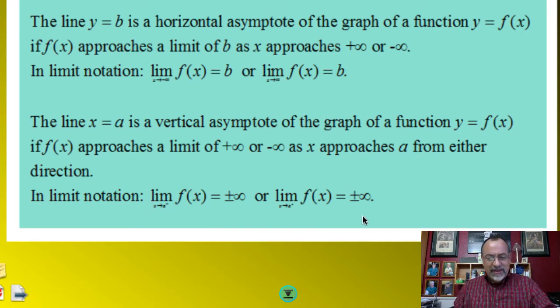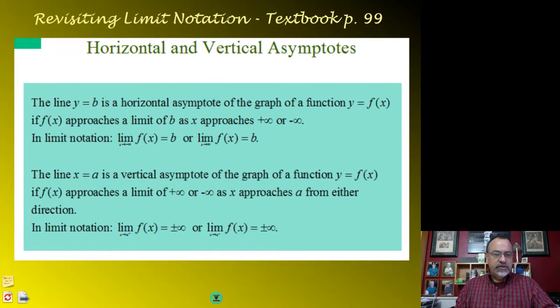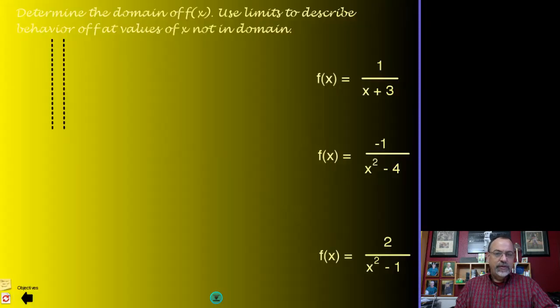We're going to use this limit notation to describe the graph as it approaches this vertical asymptote. The best way, I think, is to do an example or two, so let me go ahead and do that for you. So here we have these 3 functions. This is a rational function because we have a polynomial in the numerator, a constant, and a first-degree polynomial in the denominator.